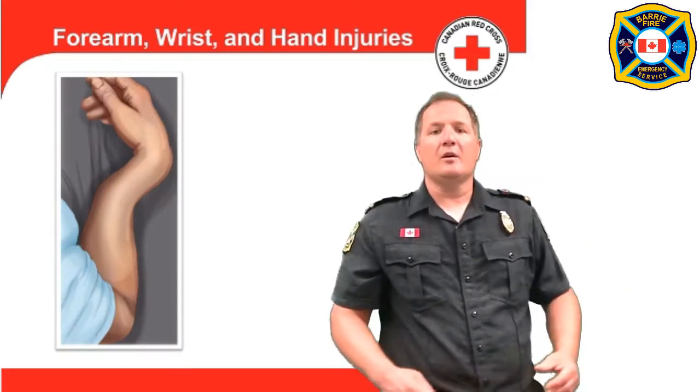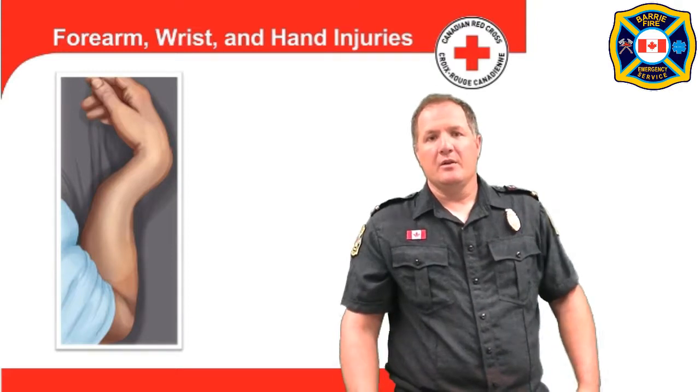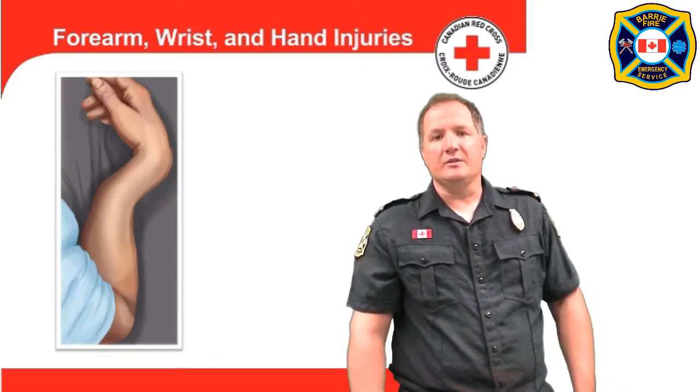The wrist and hand are lots of little bones that come together. They're held together by lots of ligament tissue in those areas.